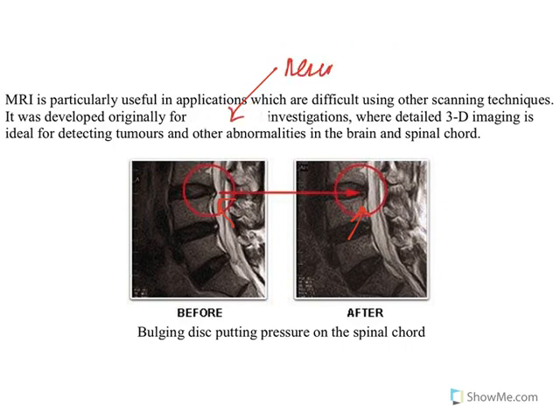Originally it was developed for neurological examinations, where the image can show us issues with tumours in particular, or other abnormalities, as shown by these two diagrams in the brain and spinal cord, without damaging them. So again, that's a quick overview of MRI.